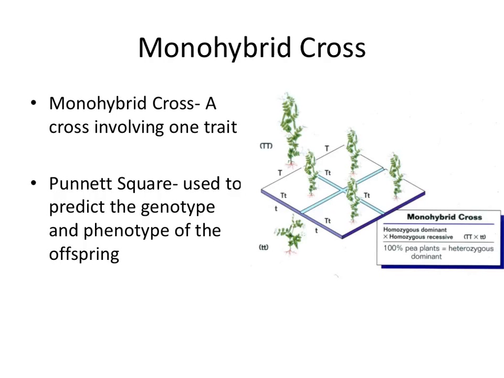So first we're going to talk about a monohybrid cross. Hybrid means we're putting things together. Think of a hybrid car as a cross between an electric car and a gasoline car. And mono means one. So in this case, we're crossing one trait.